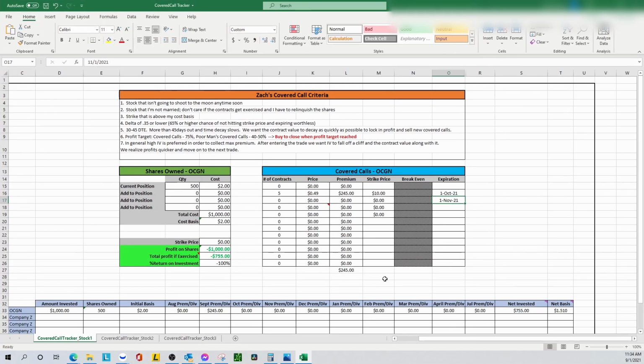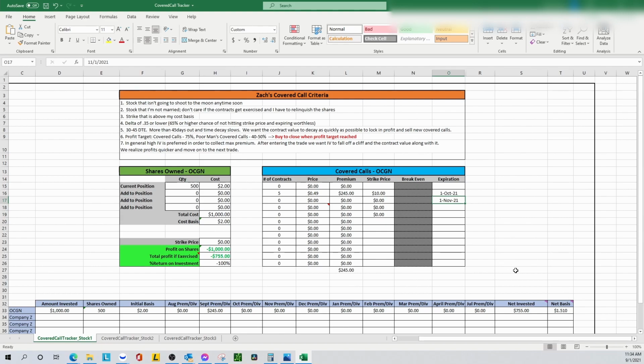Okay, so that's what that would look like if you record it on the spreadsheet. My first covered call with an expiration October 1st, I collected $245. What does that do to my cost basis? So instead of 100, I collected 245. So now my net investment is 755. My net basis is $1.50 per share.